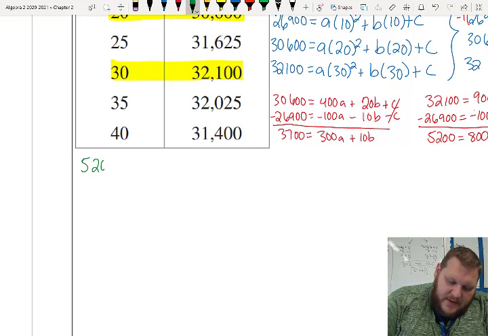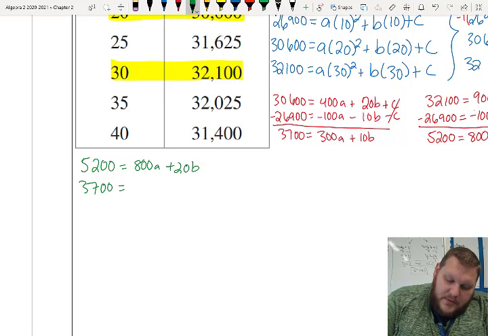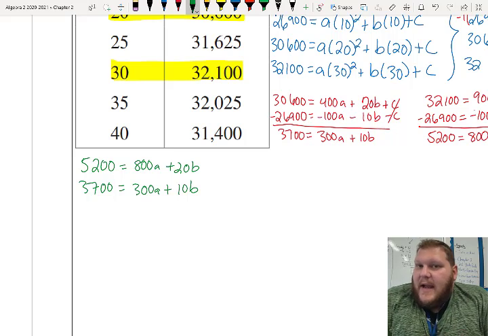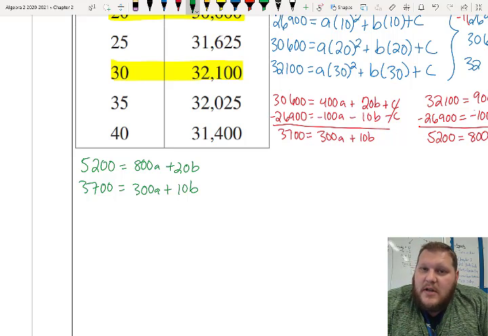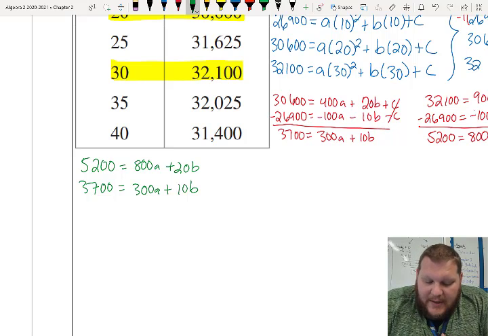So 5,200 equals 800A plus 20B. 3,700 equals 300A plus 10B. So again, I can now go back to elimination if I want to, or I could go to substitution to solve this two-variable system. For this one, again, it's not set up nicely for substitution, but it is set up okay for elimination.